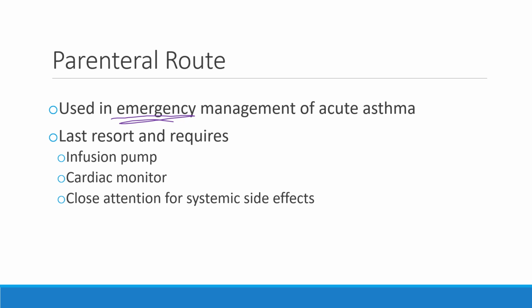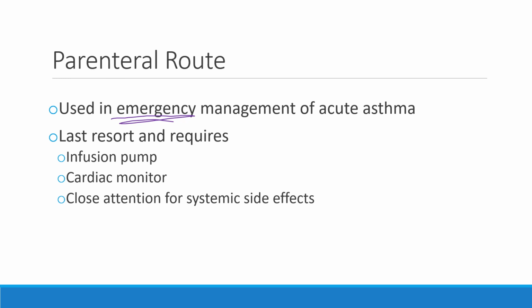And this is what I was talking about with terbutaline, right? That medication that we can use as a bronchodilator. Terbutaline, like we said, we use it as a tocolytic to stop preterm labor, but we can also use it as a bronchodilator as well. Lots of side effects with that.